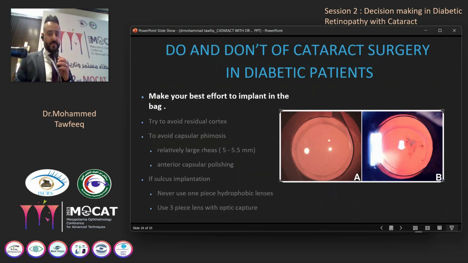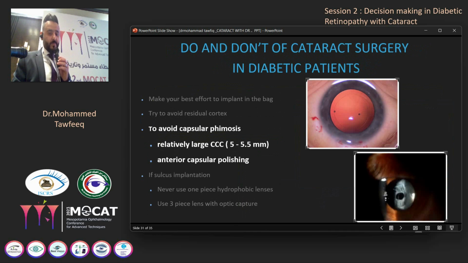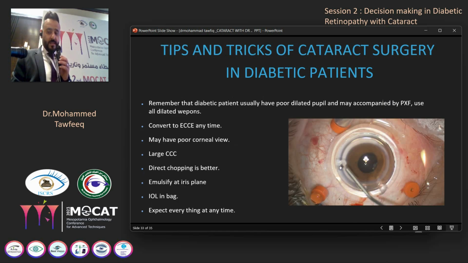Dos and don'ts in cataract surgery: make the best effort to implant in the bag. Try to avoid any residual cortex على مود الانفلاميشن بعدين. Try to avoid the capsular phimosis. شوية كبر الركسز مالتك. Usually إذا صار عندك any problems and you want to implant in the sulcus, never use single suture. Never use single suture. Even if you have double haptics IOL, go for 3 sutures of course.